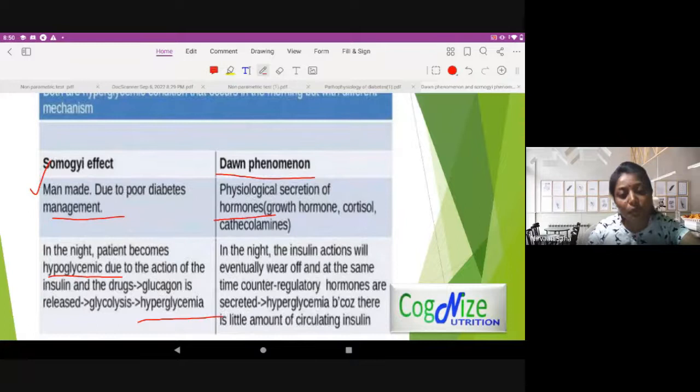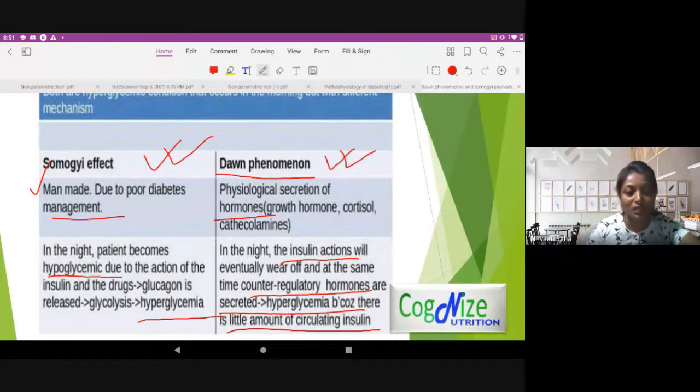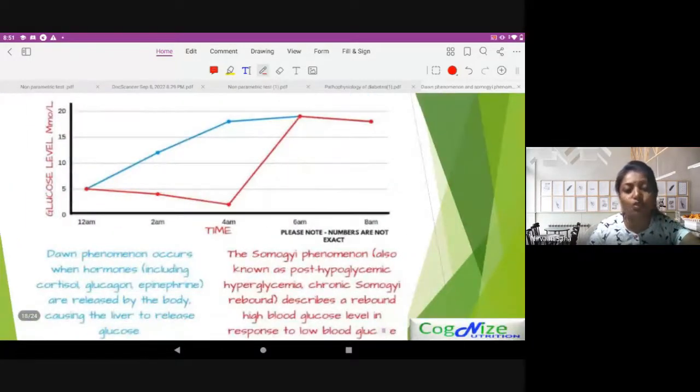And in dawn phenomenon, what we have learned is that here the insulin will act, and due to this action of insulin in the body, the body will counter react and develop a hyperglycemic condition, because of course there is less insulin available. So less insulin means the person will experience dawn phenomenon. Somogyi effect means more insulin injected from outside. So that is the major mechanism difference of the two processes.